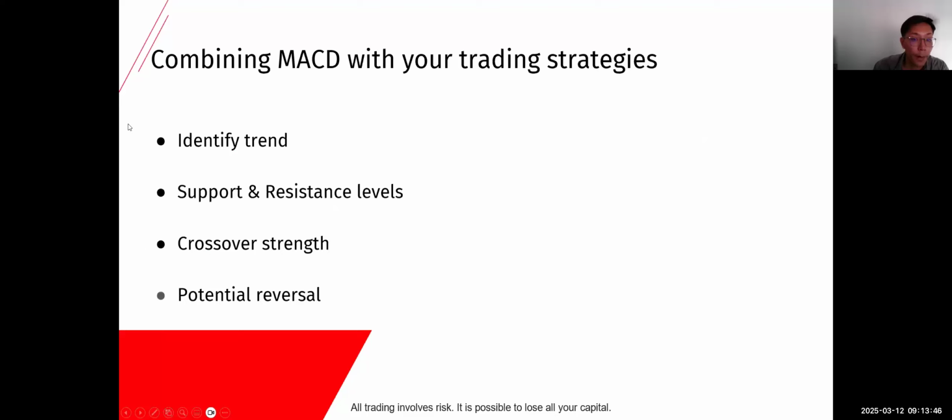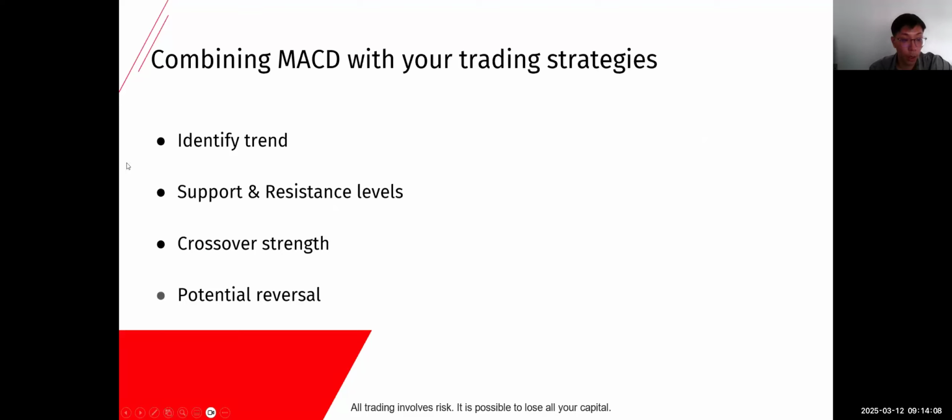Okay, so how do you combine MACD with your own trading strategies, right? Firstly, you identify the trend, whether it's a bullish trend or a bearish trend. All right. Then the next thing is you have to always mark out your horizontal levels because these are your most important levels, right? Which are your support and resistance levels.